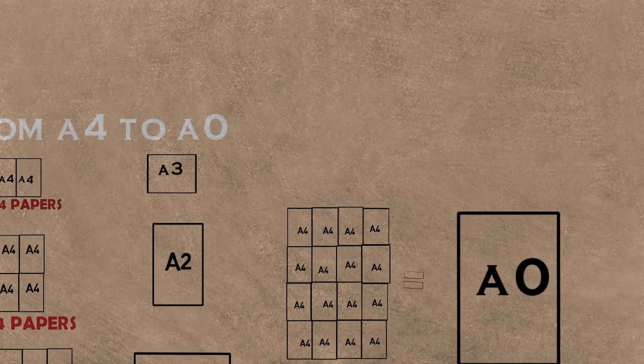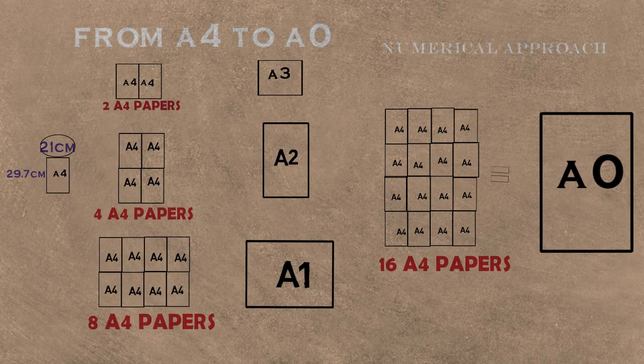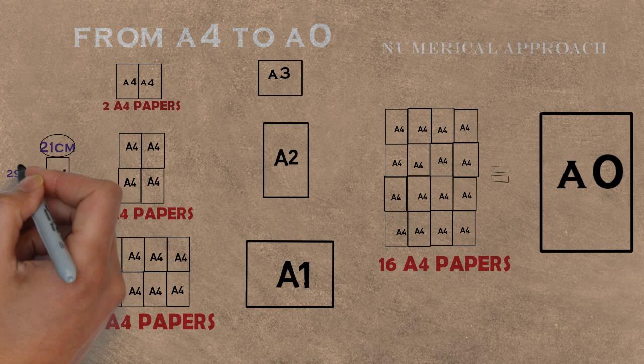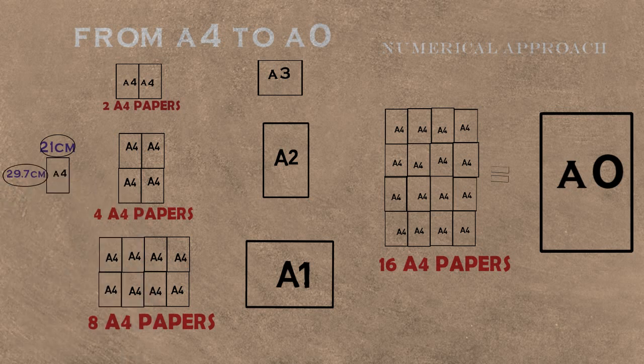The numerical values of these sizes are even easier to remember. The only thing that you need to know about is the standard A4 paper size, which is 21 cm wide and has a length of 29.7 centimeters. Its size is very important because every other paper size is related in some way to A4 paper size.